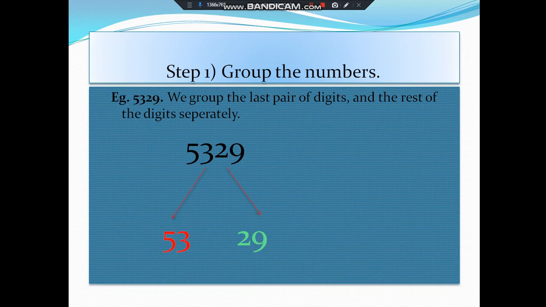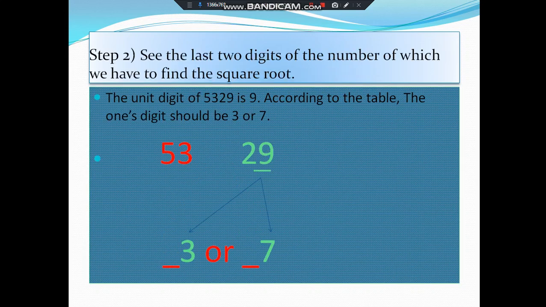Here we are going to take an example of a number, 5329. In the first step, we will group the last pair of the digits and the rest of the digits separately. In the next step, we will observe the last two digits of the number of which we have to find the square root. Here the unit digit of 5329 is 9. According to the table which we have seen previously, the ones digit should be 3 or 7.